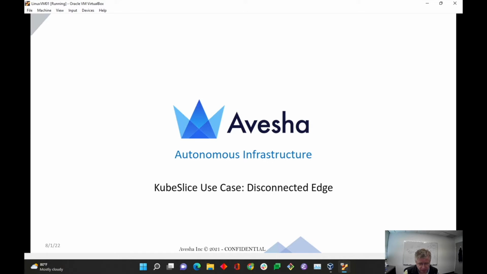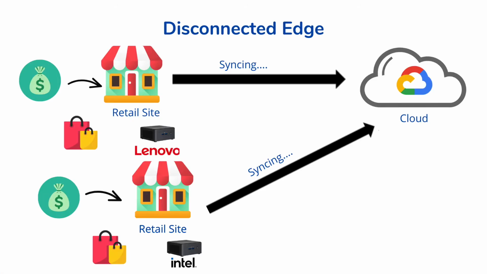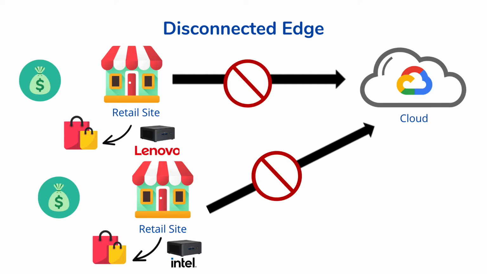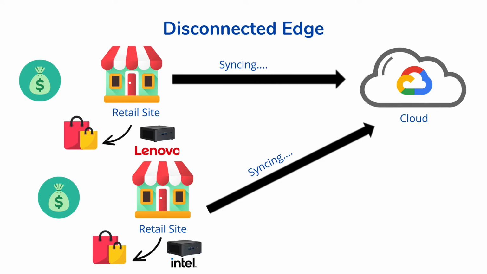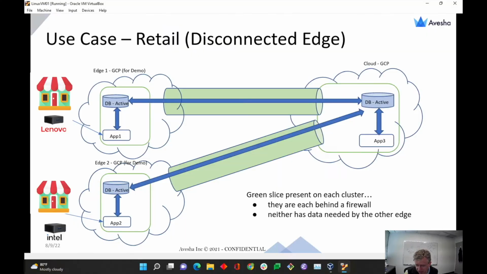Today we'll be talking about a use case of kubeslice that we call disconnected edge. What we're calling disconnected edge is when you have a retail site with ongoing transactions and you want to ensure that those transactions are able to continue even if that retail site should lose connectivity to the cloud. You can have a configuration like this, where what you see on the left here is a couple of edge sites that are configured with their own local application for some kind of, say, point of sale transactions or things like that.